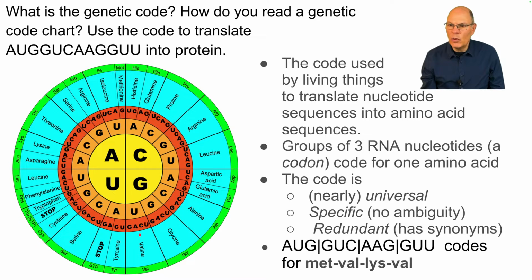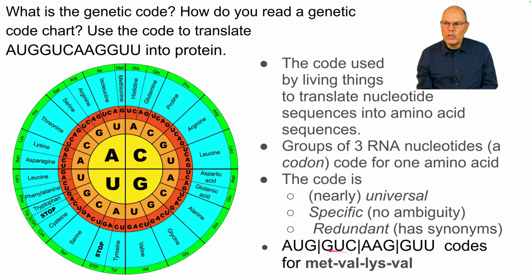GUC codes for valine. AAG codes for lysine, and GUU codes for valine. So we can see how GUC and GUU are synonymous, and that's an important relationship.